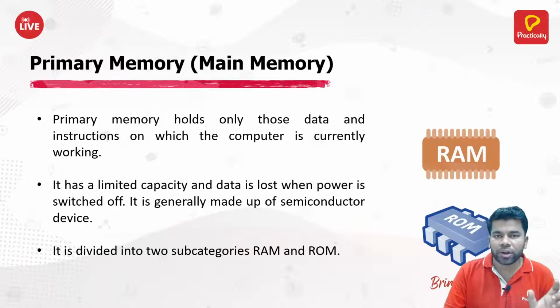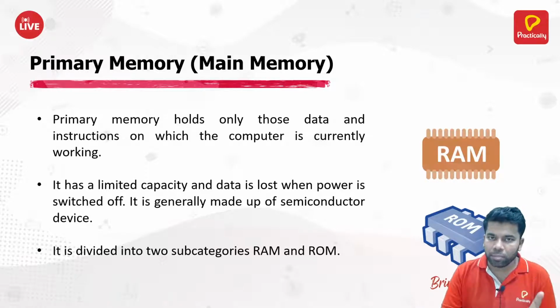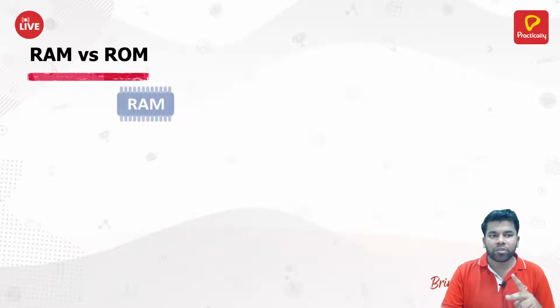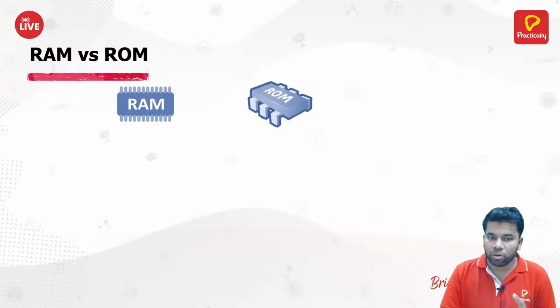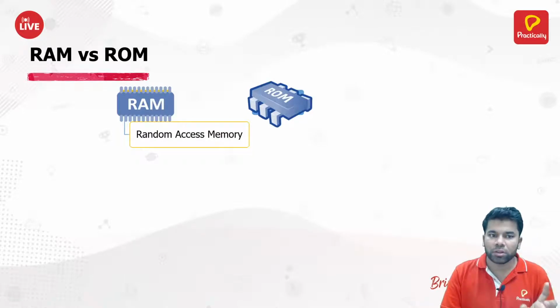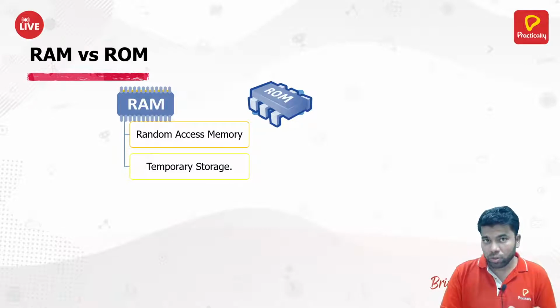So it can be divided into 2 categories, as I told you, RAM and ROM. Okay, let us see the difference between RAM and ROM. RAM means random access memory. The full form of RAM is random access memory. So it is a temporary storage. Data is not going to be stored here permanently.